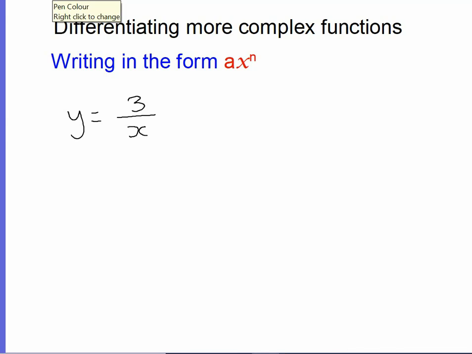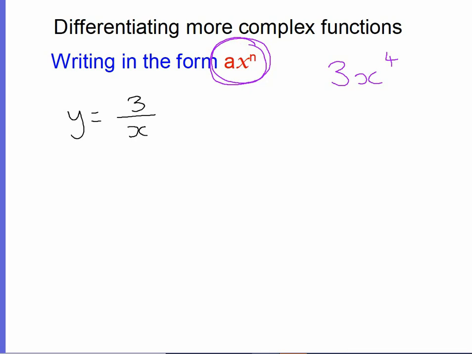Hi there everyone, and welcome to this video on differentiating more complex functions. Now, the only reason this is more complex is just because the functions themselves aren't ready to be differentiated, and we know that because we can only differentiate functions if they're in the form ax to the n. What I mean by that is, take this one for example.